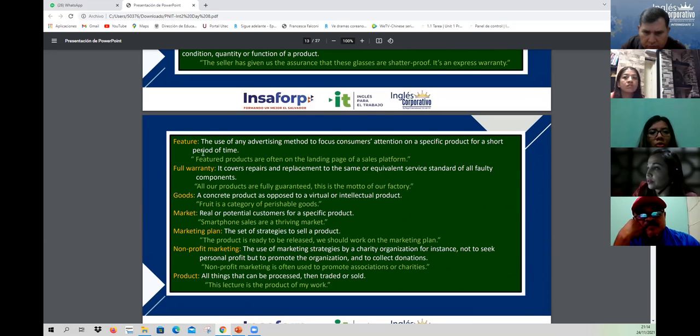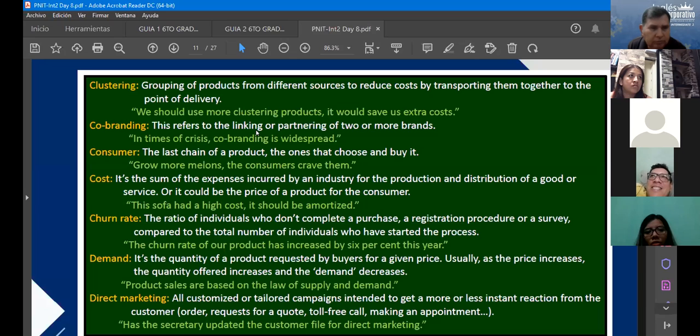Priority. The use of any advertising method to focus consumers' attention. Direct marketing. Customized or tailored campaigns intended to get more or less instant reaction from the customer. Order request for a queue, toll-free call, making an appointment, and has the secretary update the customer file for direct marketing.